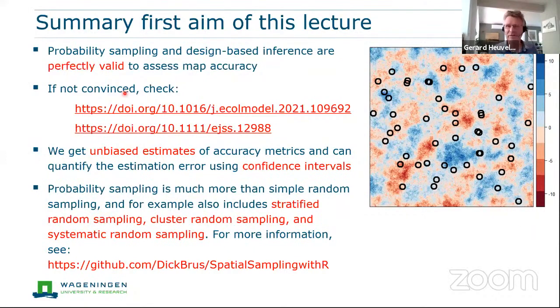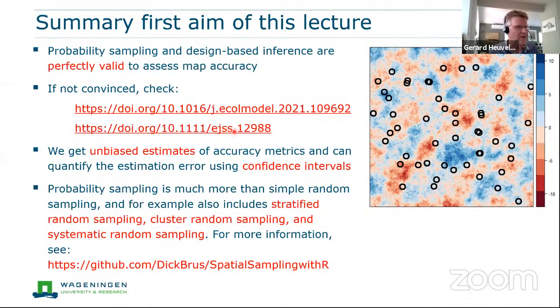If you are not convinced, and that may well be, then maybe check this paper. Actually, I'll show that paper later. I didn't share the PowerPoint presentation with you yet, but I will do so after the lecture. Then you can click on this and it takes you directly to that paper.